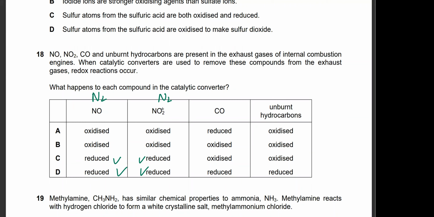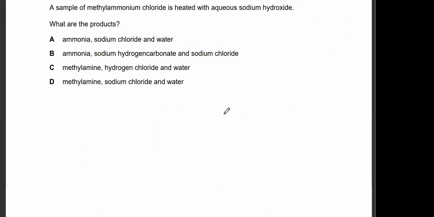What happens to carbon monoxide? Carbon monoxide gets oxidized. What happens to the hydrocarbons? They also get oxidized to carbon dioxide and water. So the answer is C. And that is what a catalytic converter does. The nitrogen oxides lose their oxygens, and these two end up gaining oxygens, and less harmful products are formed.